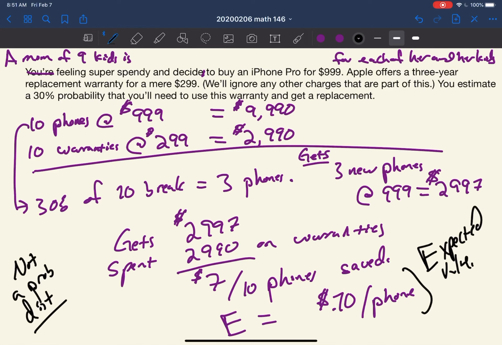Now, this poor mom with 9 kids who happens to have the price of a decent used car to spend on phones is probably going to have more than 3 phones break. If you got 9 kids, there's probably a lot of shenanigans going on, and you're probably looking at more than $2,997 worth of phones coming back or getting repaired or whatever it might be. So, would it be worthwhile? Well, if you can afford to buy these, then probably go ahead and buy the warranty, because in this case, you're not losing money. You're actually getting a little bit extra back. And Apple's happy because they're not actually having to spend that $2,997. It doesn't cost them that much to make the phone. So everybody winds up a little bit ahead with this setup.